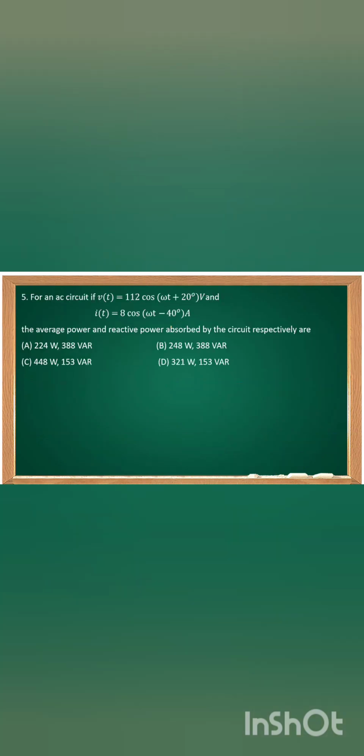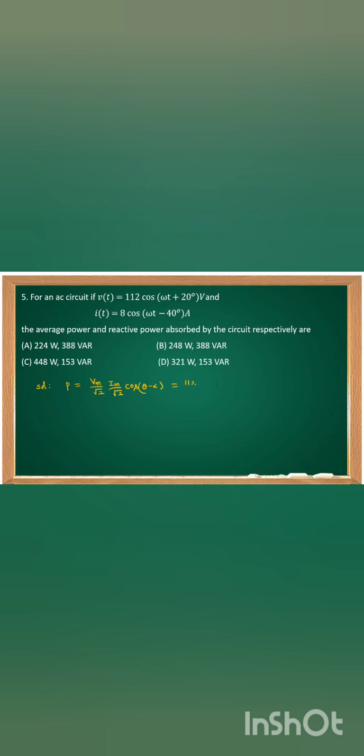Next. Can anybody answer this? The average power and reactive power absorbed by the circuit respectively. Two different angles are given, theta 1 and alpha. How can we solve? What is the formula for active power? Vm by root 2 times Im by root 2 times cos of theta minus alpha.